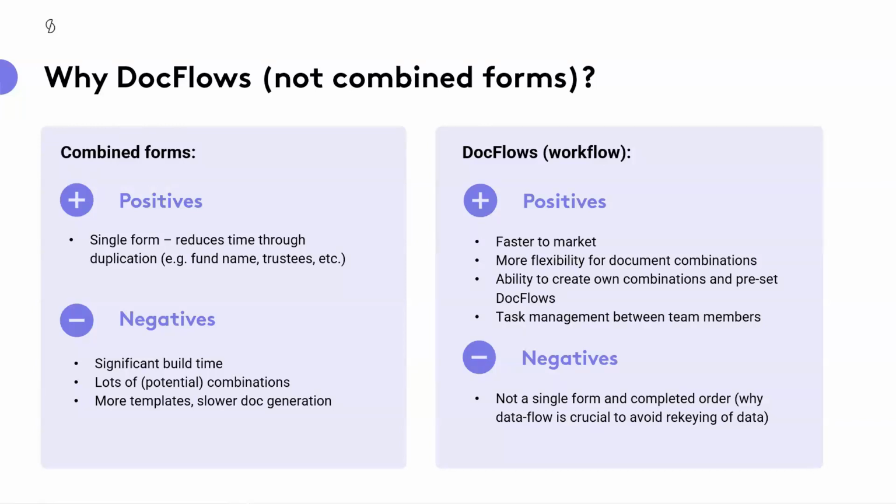But it does create a whole range of negatives to that process, because we would have to go back. There's significant build time on us, which puts time lags on your access to it. There are a large number of combinations that then potentially come out the back of that. And when we have more templates, you end up with a much slower document generation process, which got us thinking about, well, is there a smarter way?